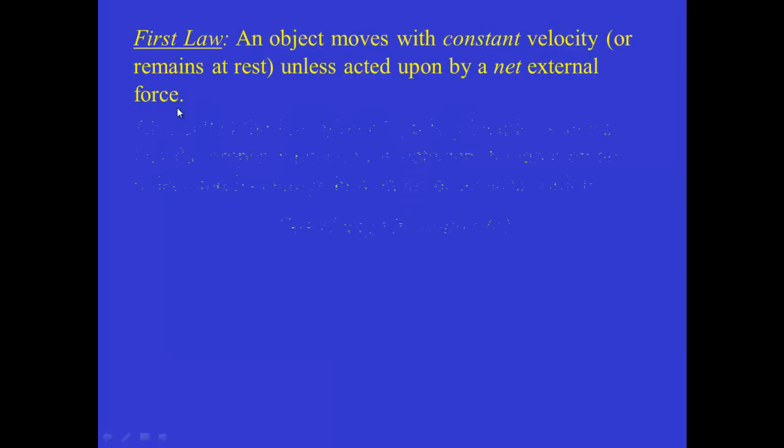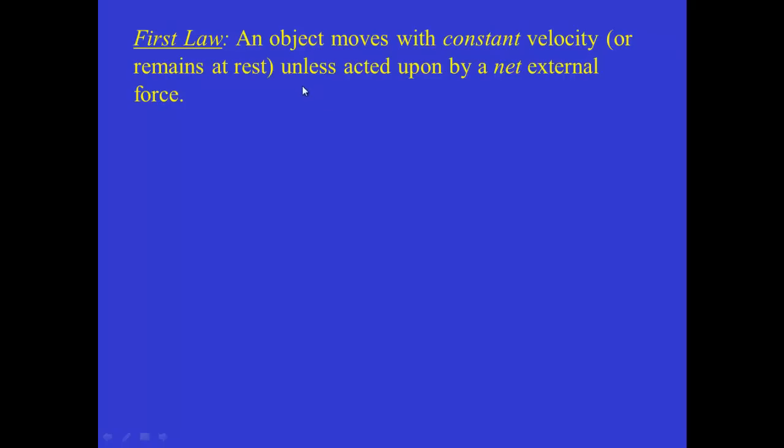So, first law, what does that mean? Here we realize formally that the connection that's proper to draw is not between force and velocity, but between force and a change in velocity. And here was the first law, which is actually written down first in an early form by Galileo. The idea is that an object moves with constant velocity, and that means it could also remain at rest, because rest is a situation of a constant zero velocity. But the object moves with constant velocity unless acted upon by a net external force.